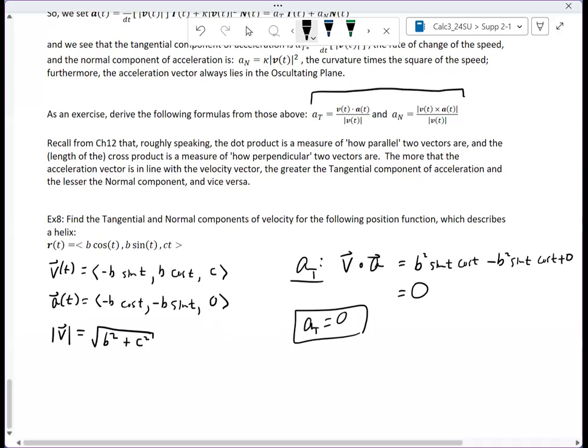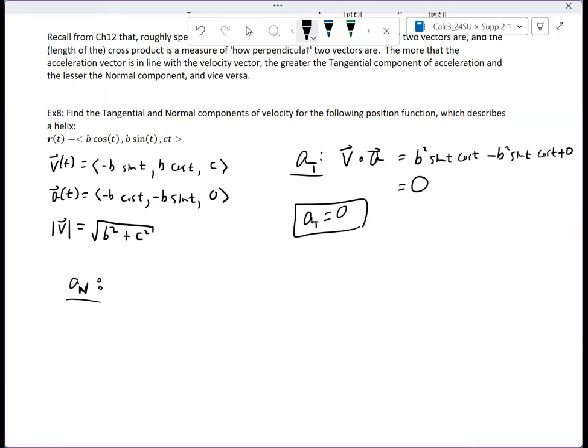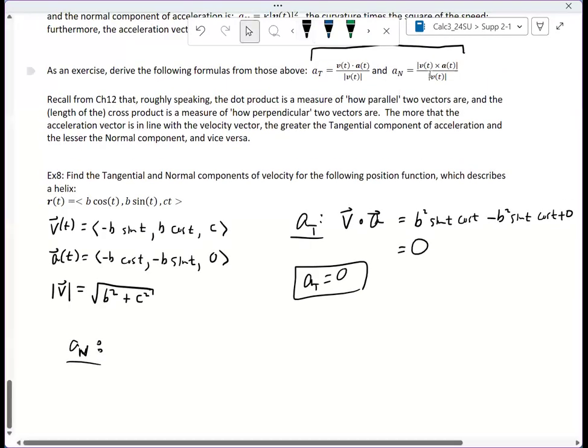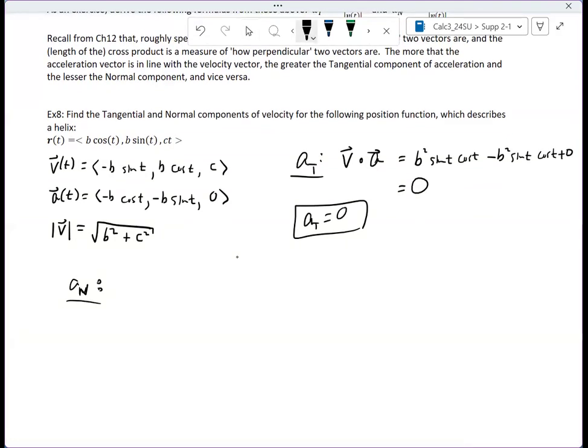What about the normal component then? We might have a guess at what this should be, but let's check. So what do I want to do? I want the cross product of the two vectors, v cross a. Start there, I'll take the length and then divide by length v.